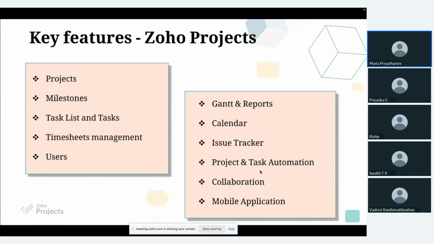We also have automations within Zoho Projects, which will help you automate your routine work, so you don't have to keep repeating it again and again. Instead, you just automate it. Collaboration is made very easy. And apart from the web application, we also have mobile applications, iOS and Android. Let me quickly take you to our Zoho Projects portal so that you can have a look at how the application looks exactly.